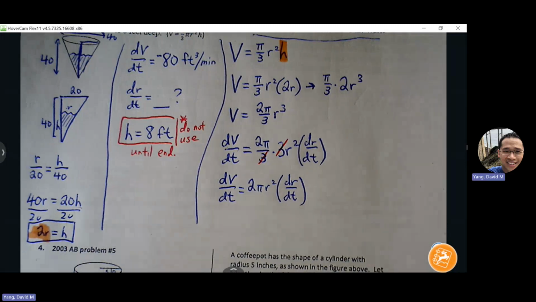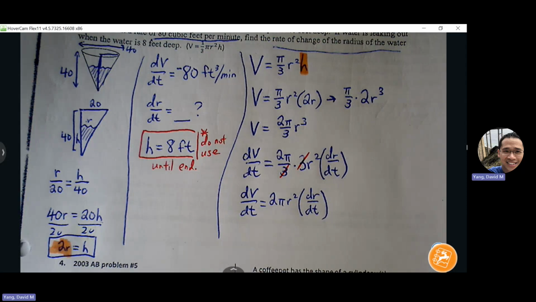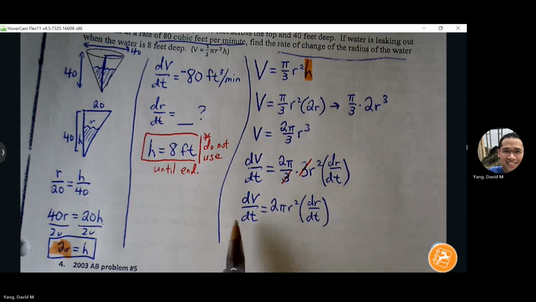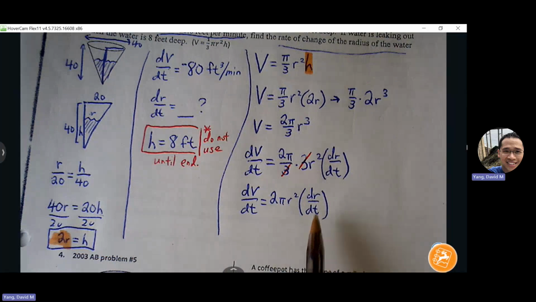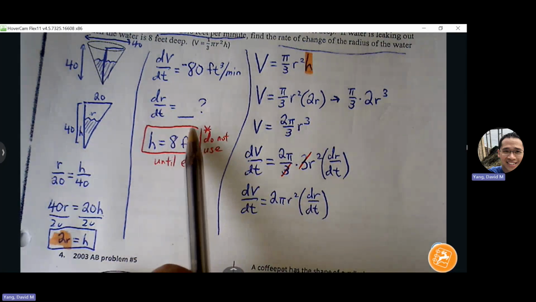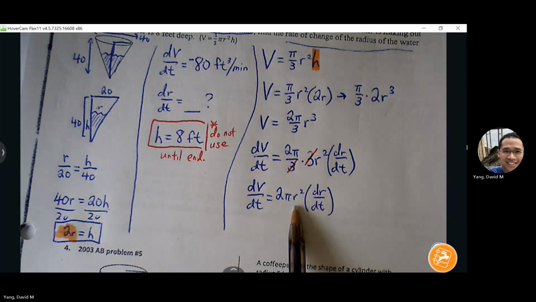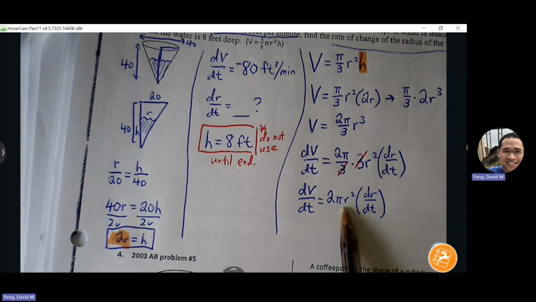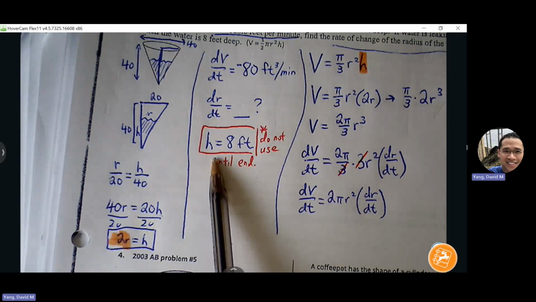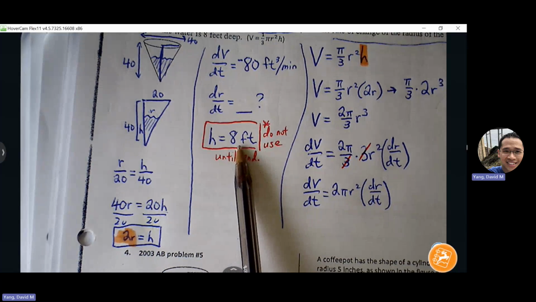Okay, everything is ready for us to plug in, but let's just look to see what we have. Do we have dv dt to plug in? Yes. We are solving for dr dt. So that is the unknown variable, and we do see that show up, so that's good. Do we have the radius of the water level? Not directly. Now, what's related to the radius? We have the height of the water level. So is there a relationship between the height and the radius of the water level? Yes. Okay, what's that relationship?